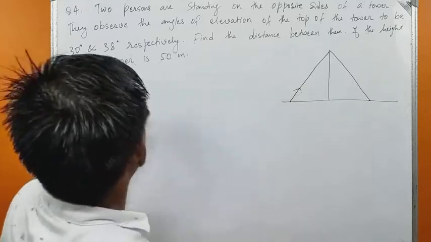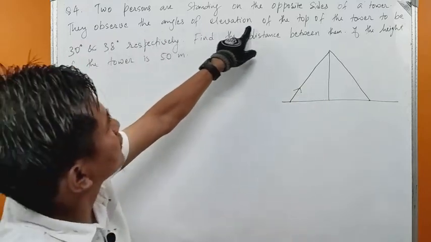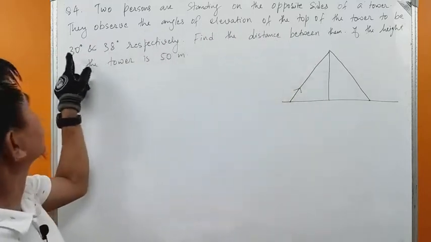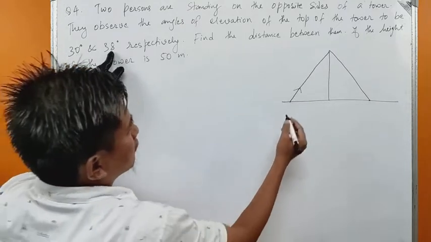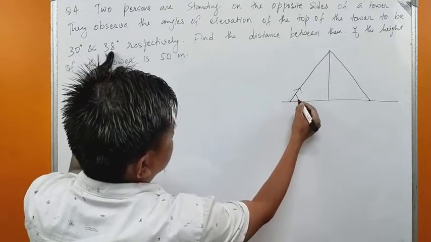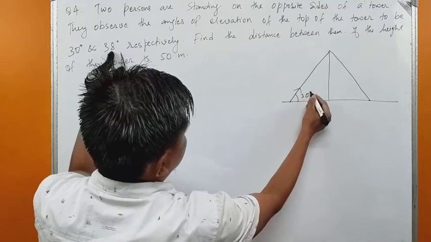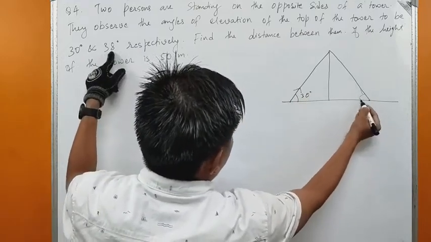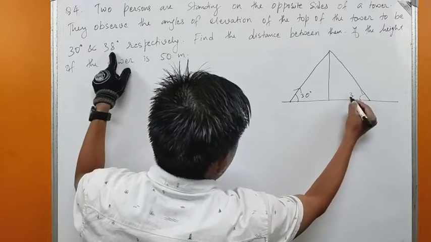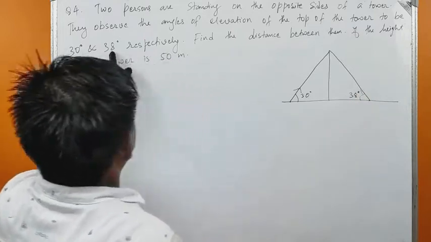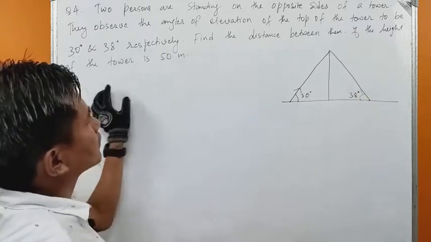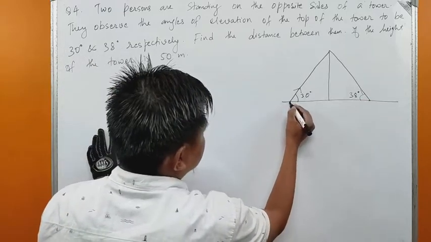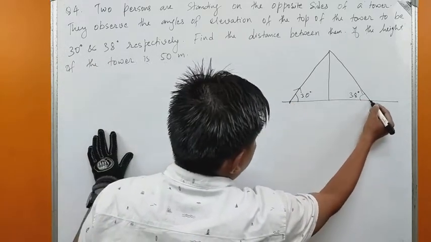Now they observe the angles of elevation of the top of the tower to be 30 degree and 38 degree. When this person observed the top of the tower, the angle was 30 degree, and when this person observed the top of the tower, the angle of elevation is 38 degree. So we are asked to find the distance between them, meaning the distance between this person and this person.